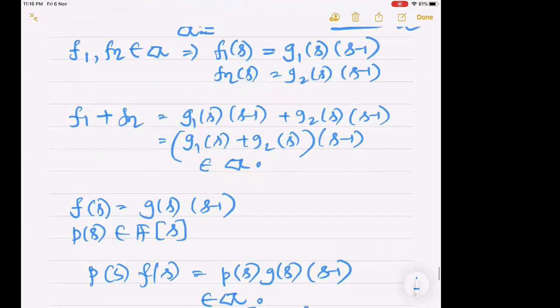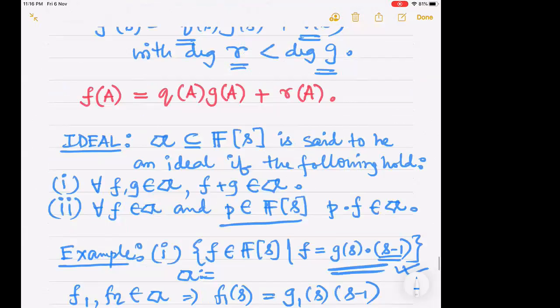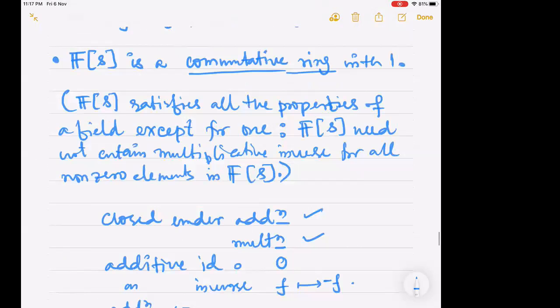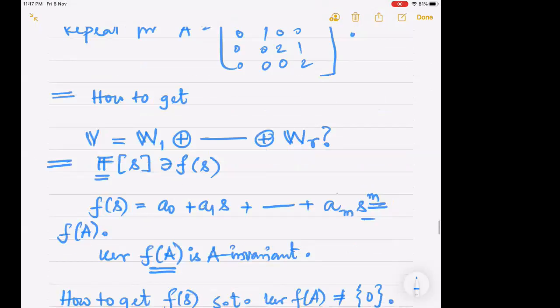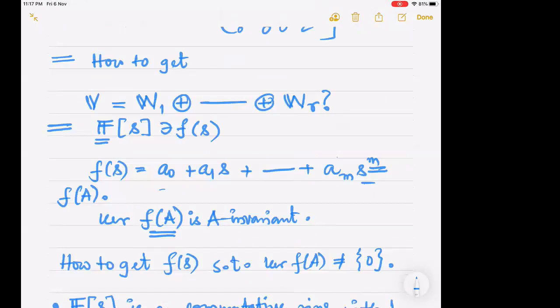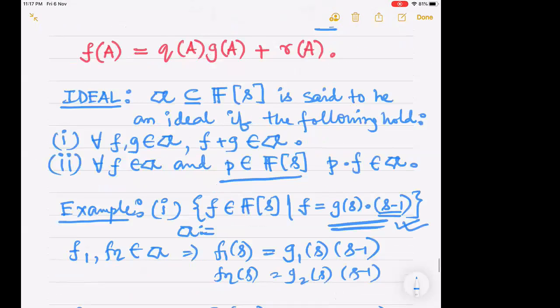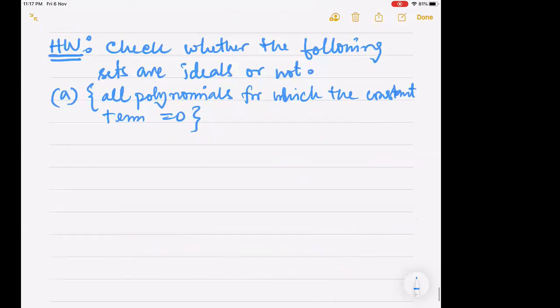Well, look at the typical expression of a polynomial. Where is it? Oops, I've moved a little. No, not yet. Yeah, this is the general polynomial. This term is called the constant term. So here is the set which contains all the polynomials for which the constant term is 0. Check whether it's an ideal or not.